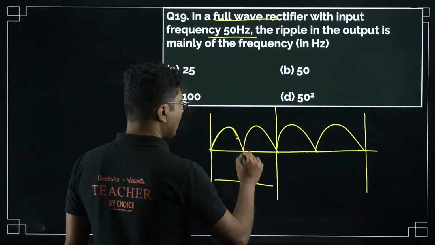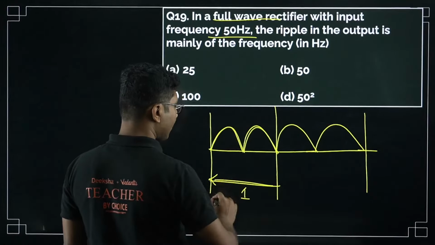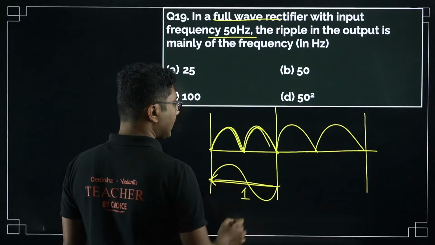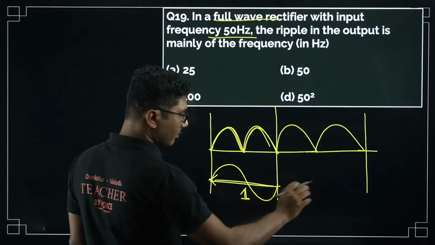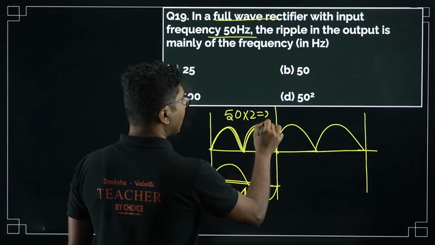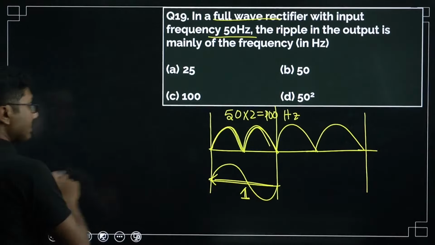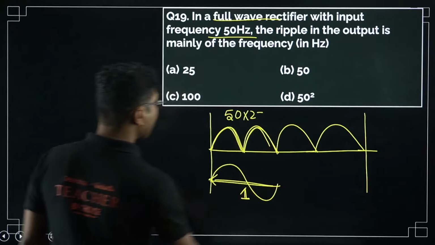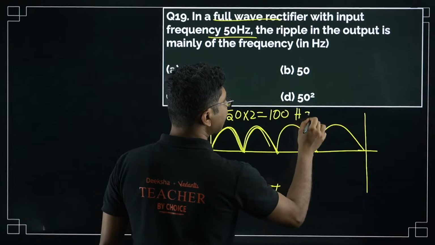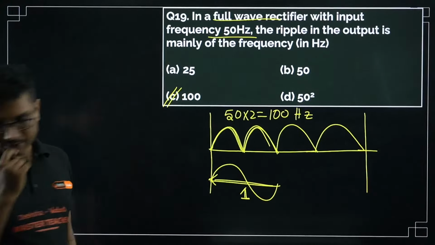The ripple frequency: in one cycle of the main wave, we get 2 ripples. So for 50 Hz, we will get a total of 50 into 2, that is 100 Hz. So the ripple frequency will be double. Remember, the ripple frequency for a full wave rectifier is always double the input frequency, and for half wave it is exactly the same as the input frequency. So the answer will be 100 Hz.